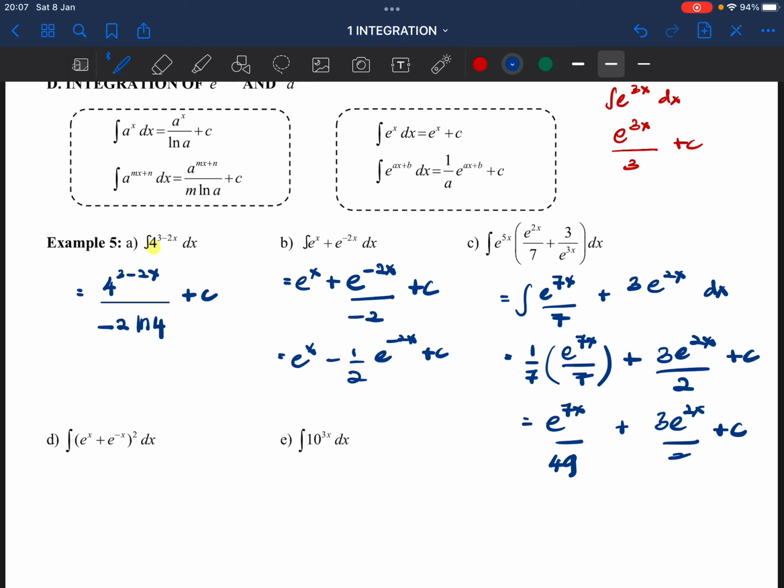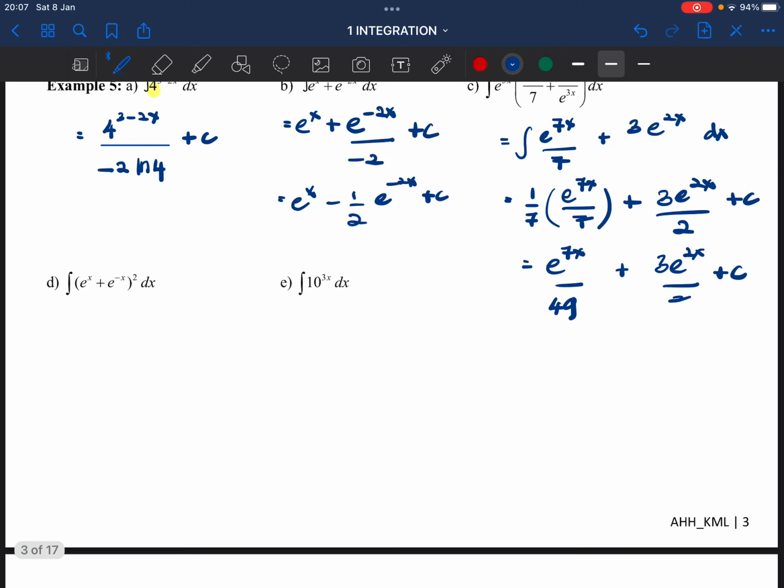Okay, so next, question D. What can we do here? Can we use power rule here? Okay, boleh kita buat 3 bahagi dengan 3, boleh ke? Cannot, because this is not a linear. Okay, so this one you can do it by yourself. Try to do this by yourself.